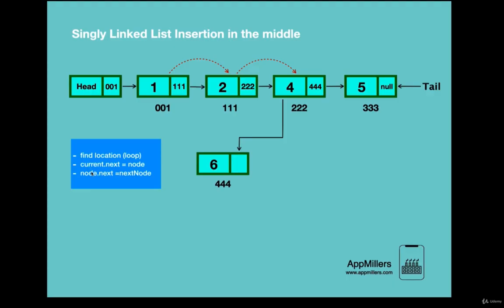Then the next step in our algorithm is we need to set the next reference of this node over here to the next node. So our next node is 5 over here and the physical location of this node is 333. So we need to update this 333 to this node's reference. So by updating it, we are creating a connection between these two nodes. And when we create a connection between these two nodes, the previously created connection over here is automatically deleted. So by this, we are inserting an element in the middle of a single linked list.